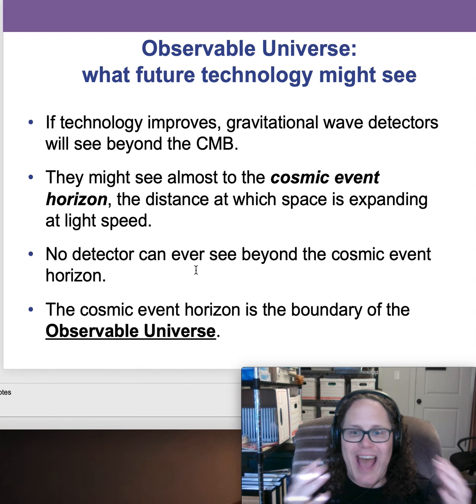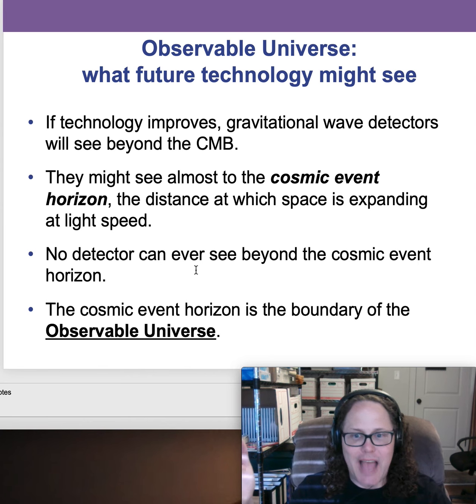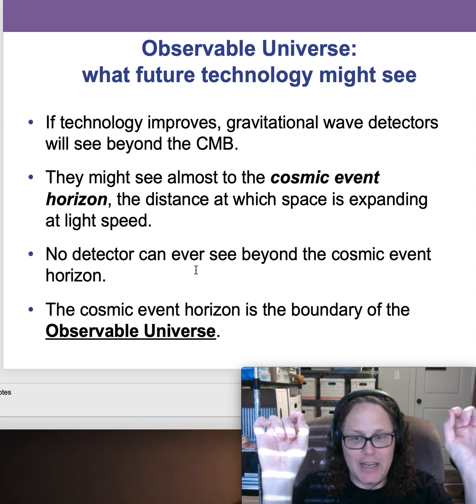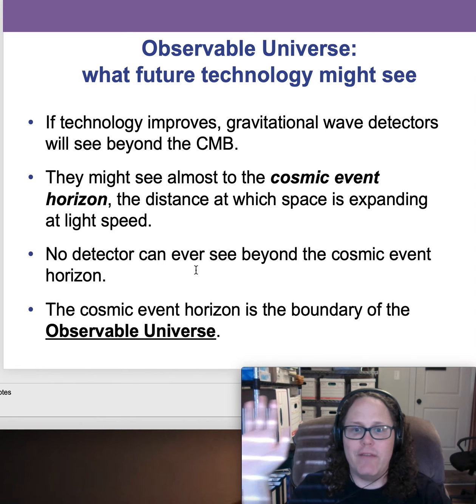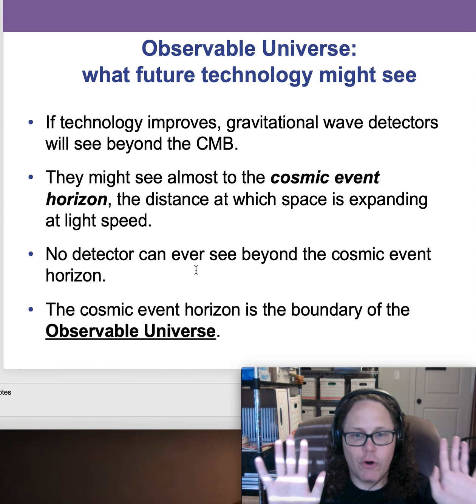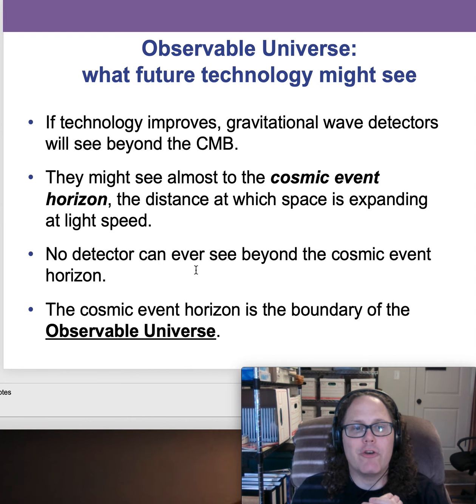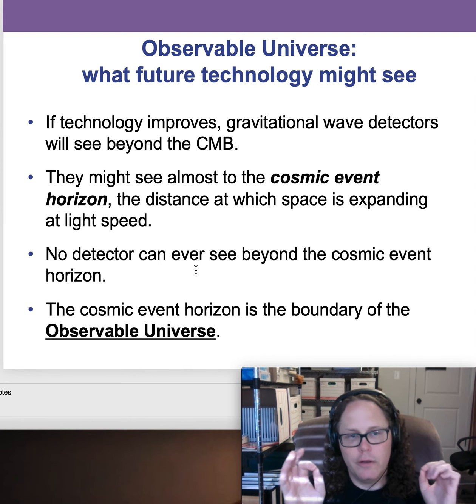We call that distance the distance at which space is expanding at light speed, and therefore we can never see beyond it, no matter what kind of detectors we have. Not with telescopes, not with gravitational wave detectors, nothing can see beyond the cosmic event horizon. That marks the boundary of the observable universe.